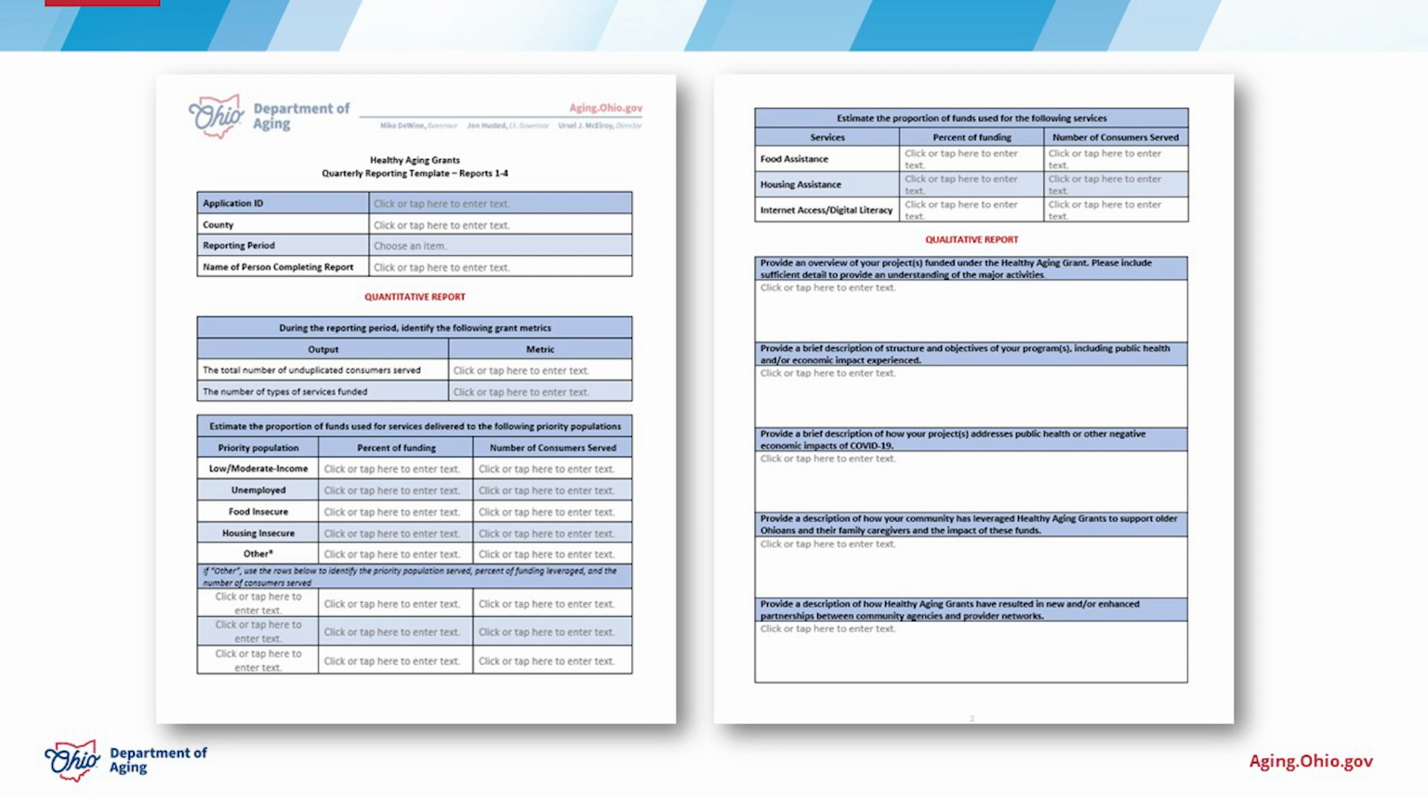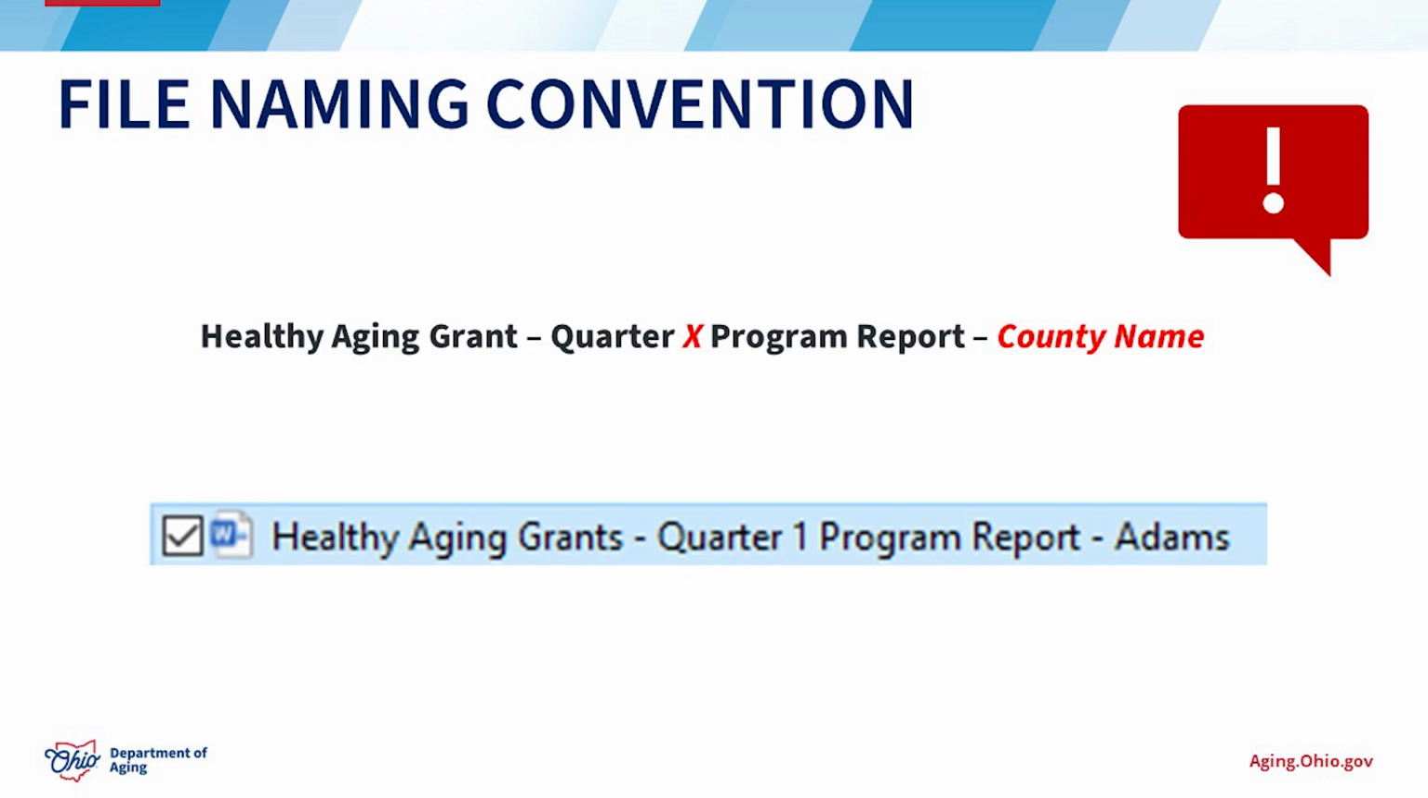These details included in your program report will be reported up to the Ohio Department of Budget and Management, as well as our executive leadership team. As you can imagine, there'll be several attachments submitted to ODA. To help in our review of all the quarterly reports, it's crucial that you do follow our naming convention for that file. Healthy Aging Grant - Quarter X Program Report - County Name. As an example, if Adams County is submitting their first quarterly report, they will name their program report as follows: Healthy Aging Grants - Quarter One Program Report - Adams.